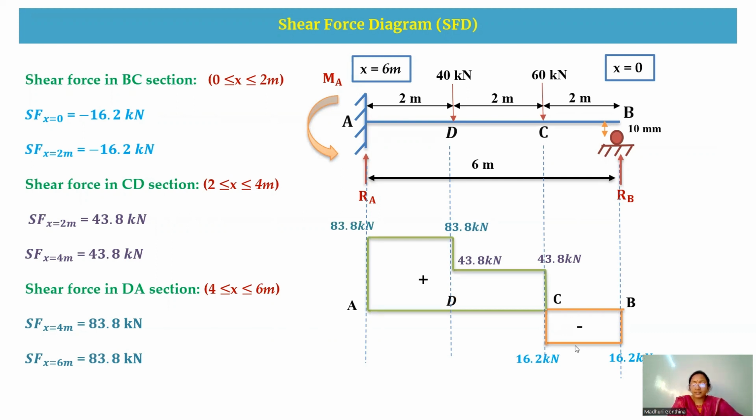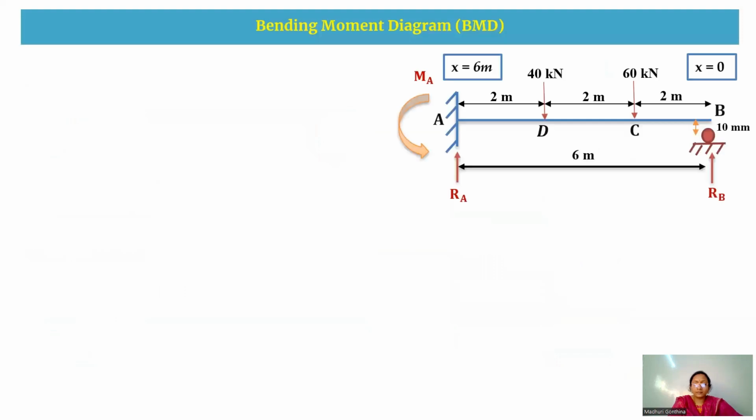So C to B, it is negative 16.2 kilonewton. D to C, it is 43.8 kilonewton positive. And D to A, it is 83.8 kilonewton positive. So this is the shear force diagram. And now going to the bending moment diagram. So these are the reaction values.